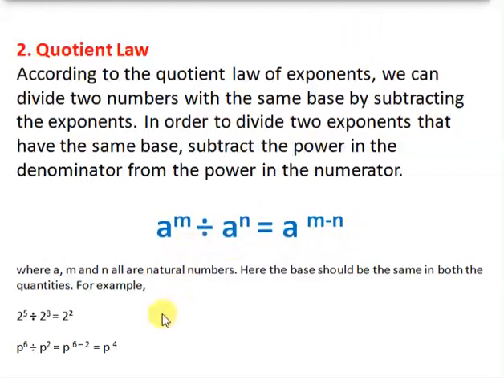Let us see some examples. Here we have 2 to the power 5 divided by 2 to the power 3. So we can clearly see that this 2 and this 2, the bases are the same and this is a quotient of division. So we will subtract the powers. So 5 minus 3 is 2. So the answer will finally become 2 to the power 2. Another example, p to the power 6 divided by p to the power 2. The bases are the same, so the power gets subtracted. So 6 minus 2, 4. So p to the power 6 minus 2. The answer is p to the power 4.